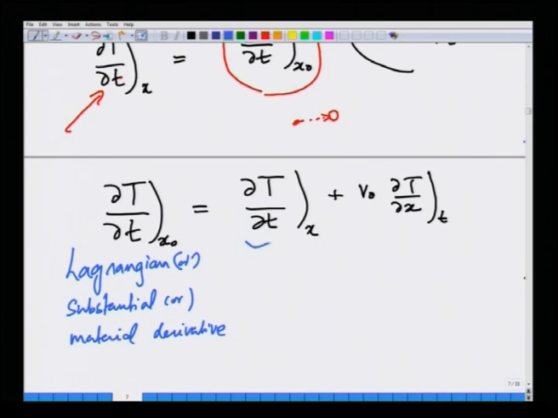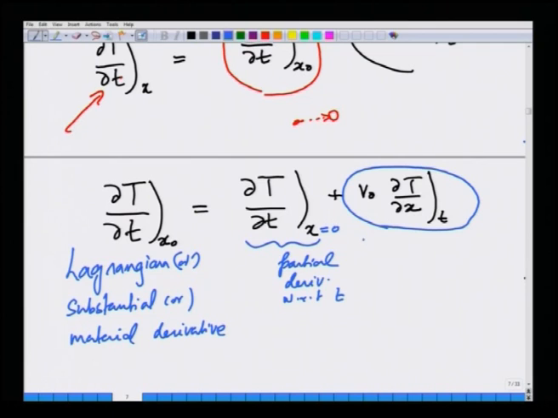This is the usual partial derivative of temperature with respect to time. When I take the partial derivative of temperature with respect to time, I have to keep the spatial location constant. So, this is the spatial location at a given point in space. We can call it x equal to 0 in this example, but in general it can be any x. Now, this one is what is called the convected rate of change of temperature.